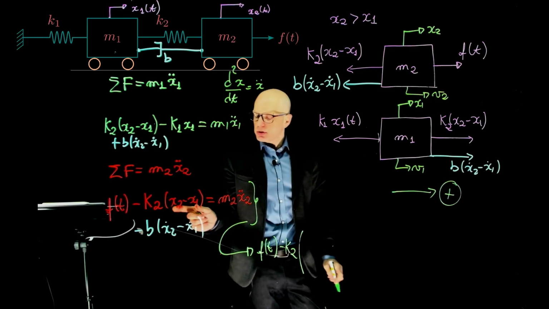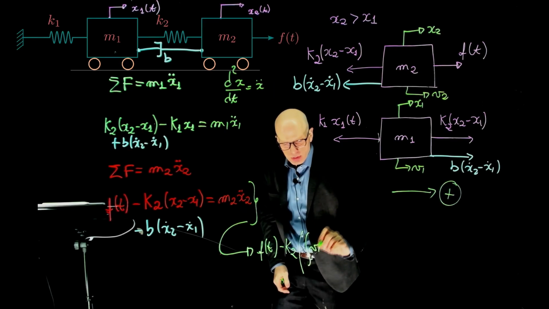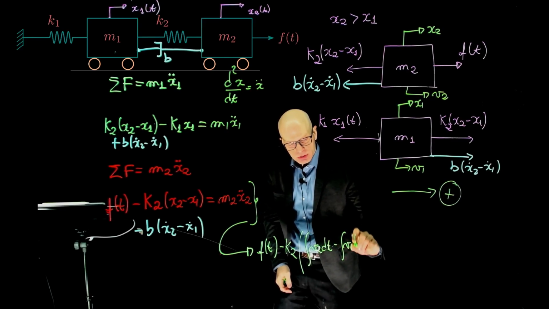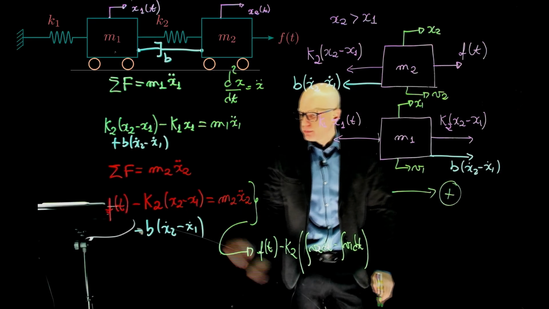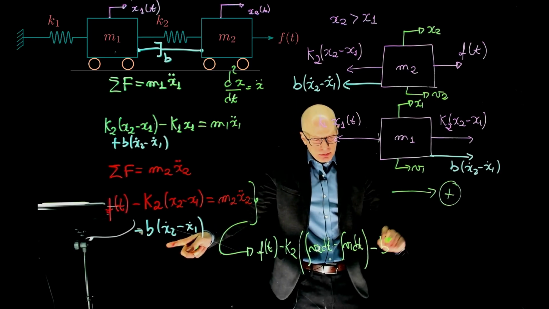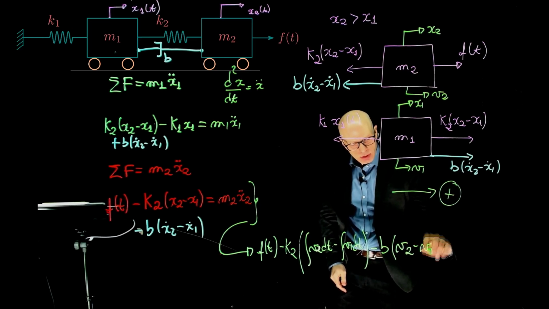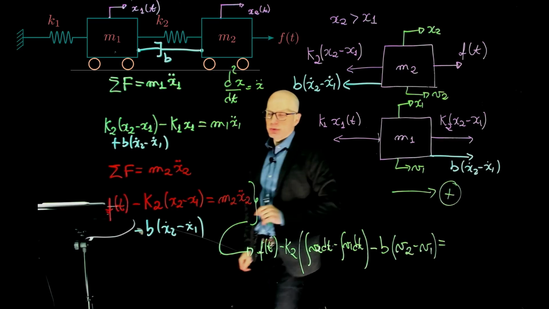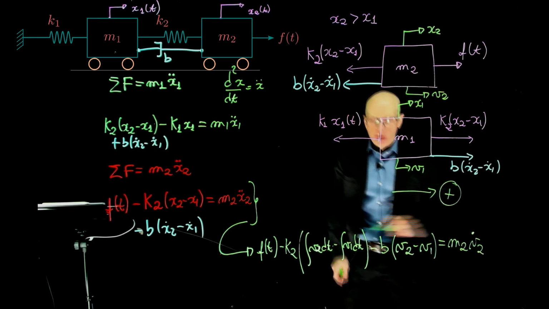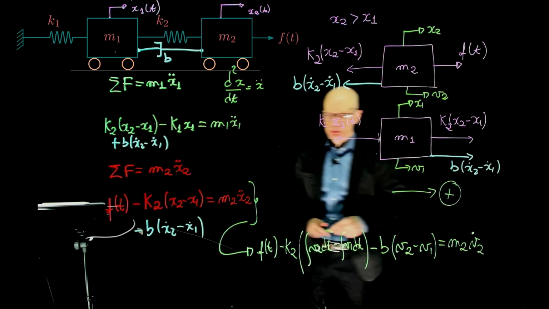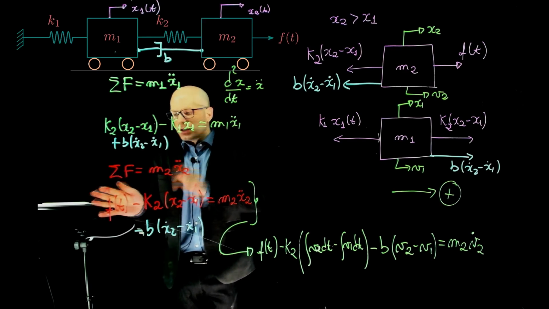Here we have the spring that multiplies the displacement. But if you want to write that in terms of speed, all we have to do is integrate the speed: k2 times the integral of v2 dt minus the integral of v1 dt. Now this is the same as x2 minus x1. It's just the integral of speed instead of the position itself. Minus b times, this is x2 dot minus x1 dot, the speeds of m1 and m2. So you could write v2 minus v1. And this is equal to mass times acceleration, so m2. The acceleration is the second derivative of position or the first derivative of speed, v2 dot.